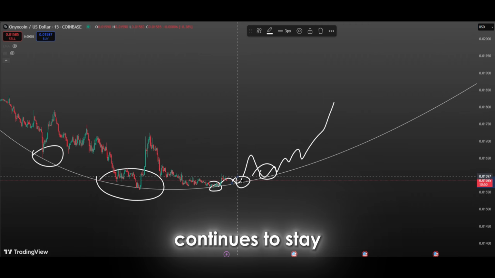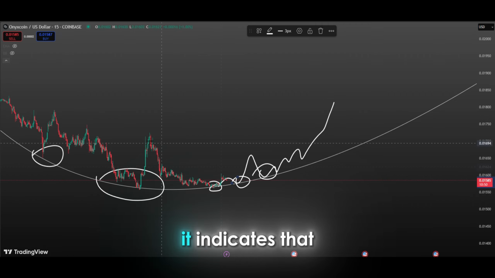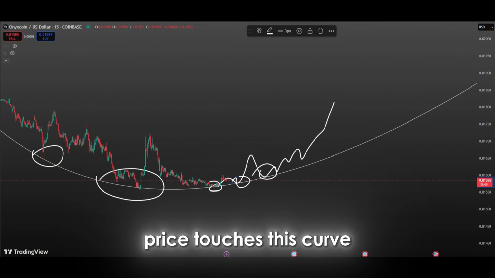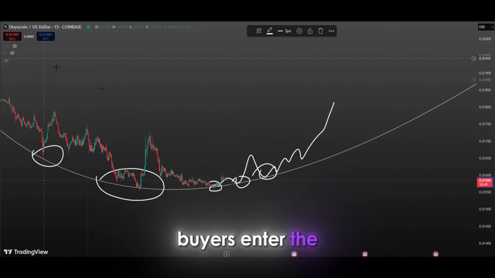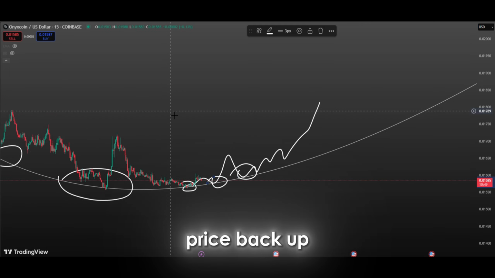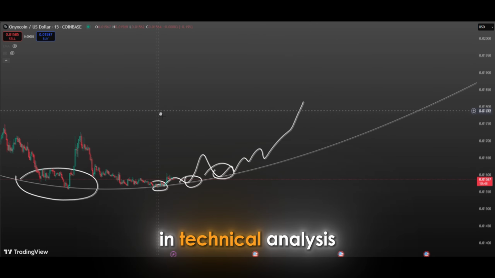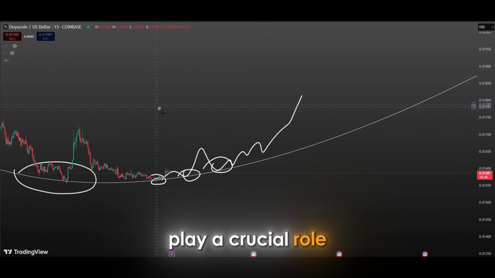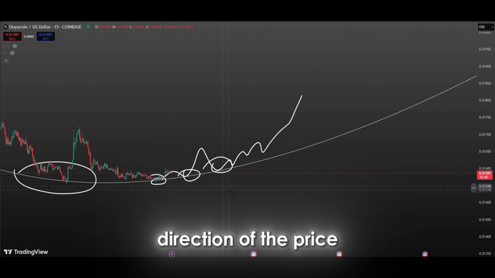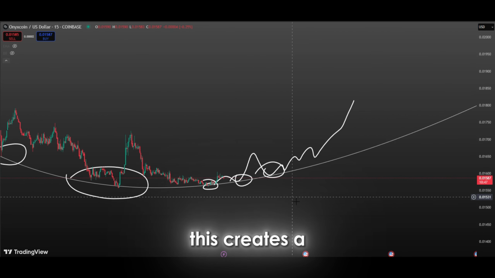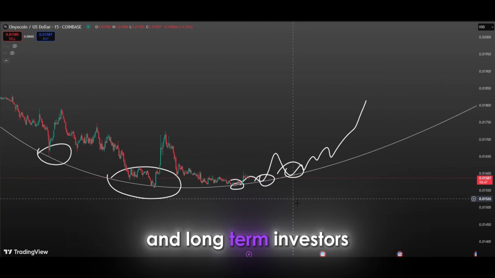If the price continues to stay above this curve, it indicates that the market is in a healthy technical uptrend. Especially when the price touches this curve, buyers enter the market heavily and push the price back up, confirming that this curve is a strong support point. In technical analysis, such structural supports play a crucial role in determining the direction of the price. If the price sticks to this curve and bounces upwards every time it touches it, this creates a positive environment for both short-term and long-term investors.